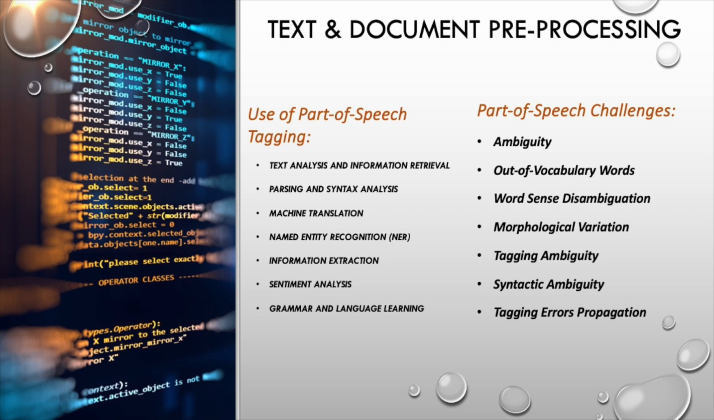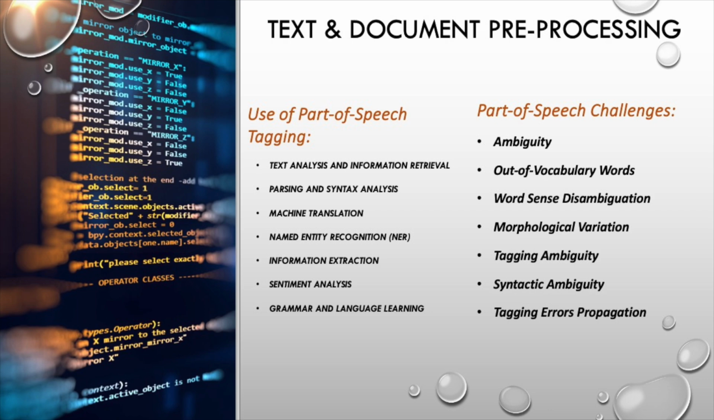Parsing and syntax analysis. POS tags are often used as input in syntactic parsers that analyze the grammatical structure of sentences. By providing POS tags, parsers can generate parse trees or dependency graphs, which represent the relationships between words and their syntactic roles. Machine translation. POS tagging is crucial in machine translation systems. It helps to disambiguate words with multiple meanings and assists in selecting appropriate translations based on the grammatical context. POS tags are used as features in statistical translation models.